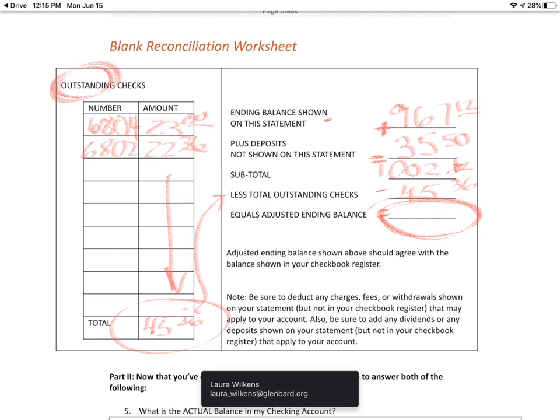Just to give you the correct answer to make sure you can check your work or understand the process, you take that $1,002.62 minus the $45.36 of checks that have not been cashed yet because they're outstanding, and your true balance in your checking account is $957.26.